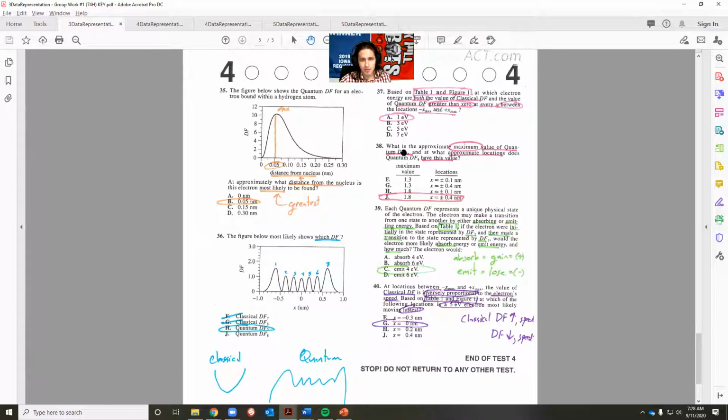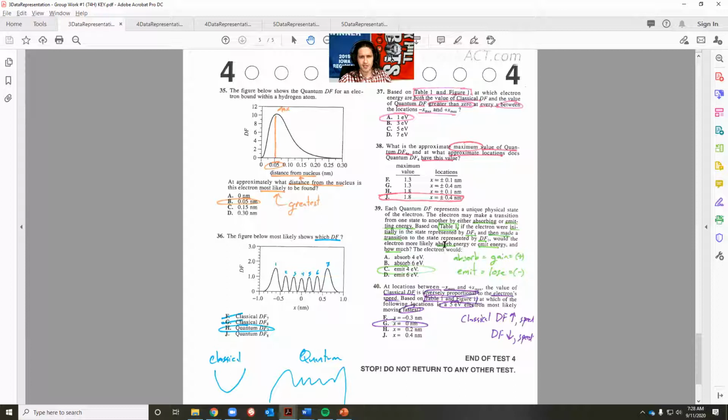I think 38 was hard. That was just kind of goofily worded. 38 and 40 are hard questions. You had to think about those pretty hard. But 39, I think a lot of people would have missed because they didn't know what absorb and emit meant. And if you didn't have those, I want to make sure you got those. Absorb is to gain, go up. Emit is to lose, go down.